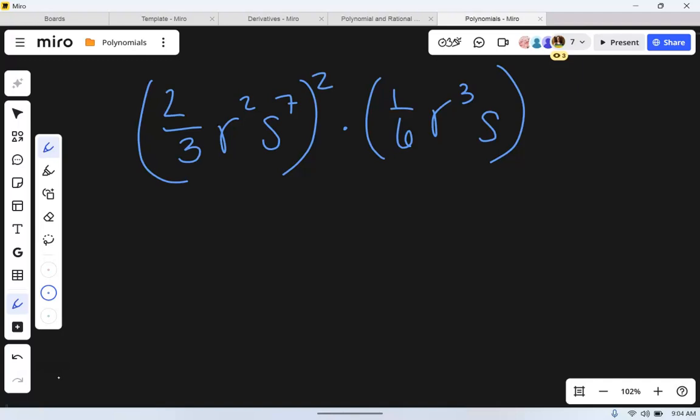Tell me what you did first. Give me step one. I distributed the exponent. You distributed the exponent. So when you distributed the exponent, tell me what you got. I put the 2/3 in 4/9, R squared and R4, and 7 and 4. Perfect.